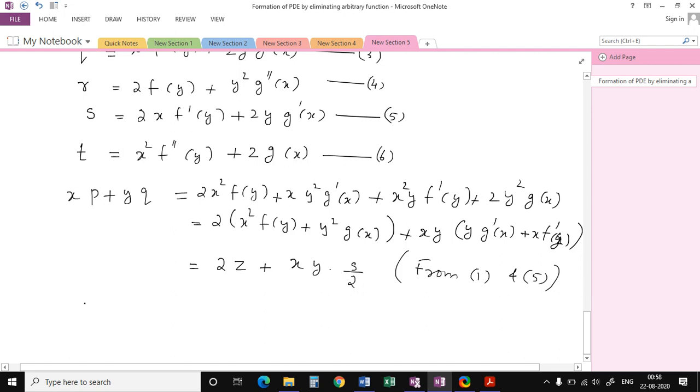So you can write it as 2 into xp plus yq is equal to 4z plus xys. So this is the required partial differential equation. Here you see the partial derivatives are p, q and s. P and q are first order derivatives and s is a second order partial derivative. So this differential equation doesn't contain the terms r and t, that is fine, but it contains at least one partial derivative, that is s. So this is the required partial differential equation.